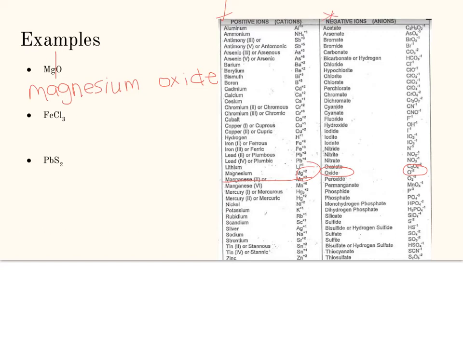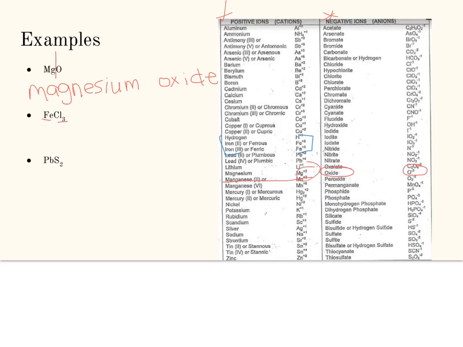Okay, let's look at a little more challenging one. Okay, let's look at FeCl3. So once again, these are all examples of binary ionic compounds because they all contain only two elements, in this case Fe and Cl, and one of those ions is positively charged and one of them is negatively charged. Okay, so if I look at Fe on the back side of my periodic table, I see that iron is listed a couple of times here. So that's going to tell me that I need to use Roman numerals.